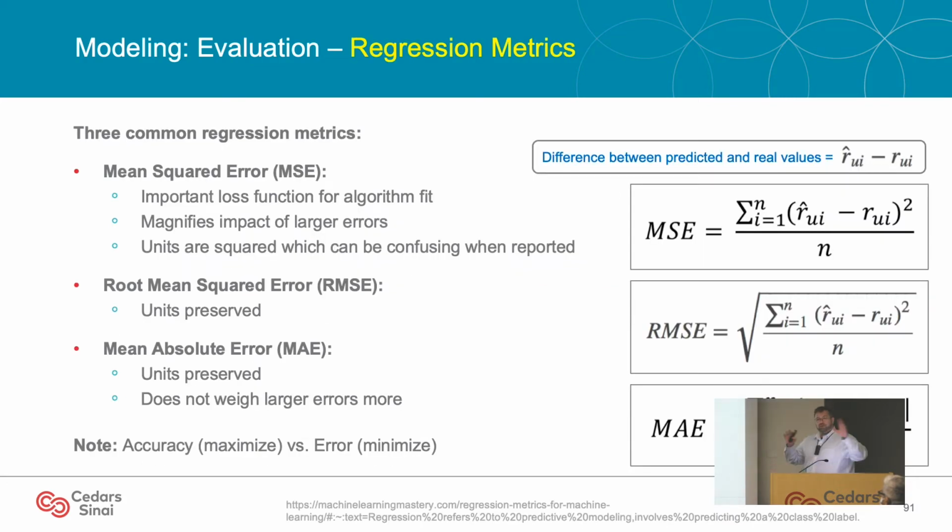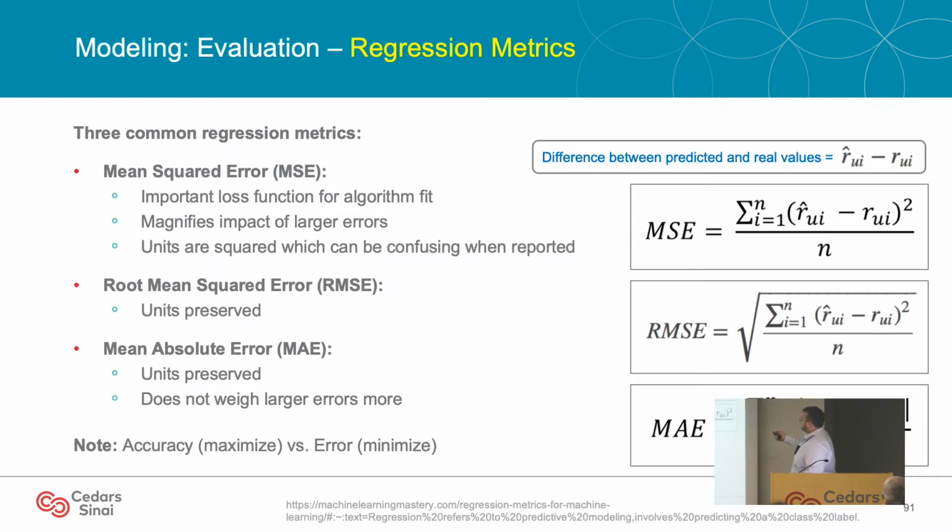Okay, shifting gears from classification to regression. Things are a little different when we're trying to predict a continuous valued outcome. We have three metrics that are commonly used. The first is mean squared error, or MSE. And this is what that equation looks like, where this right here, this difference between R, is the difference between the predicted and real values, right? Because there's a real continuous value, that is the outcome for an instance, and then there's a value that's predicted by the model.